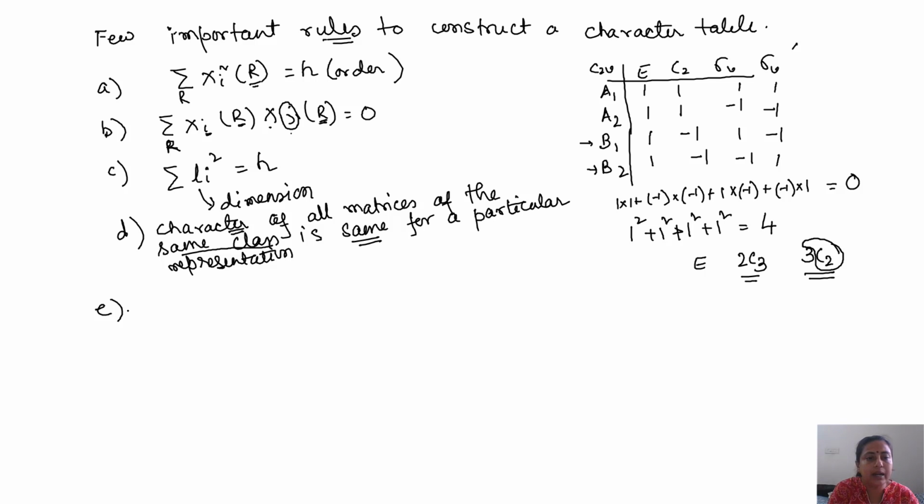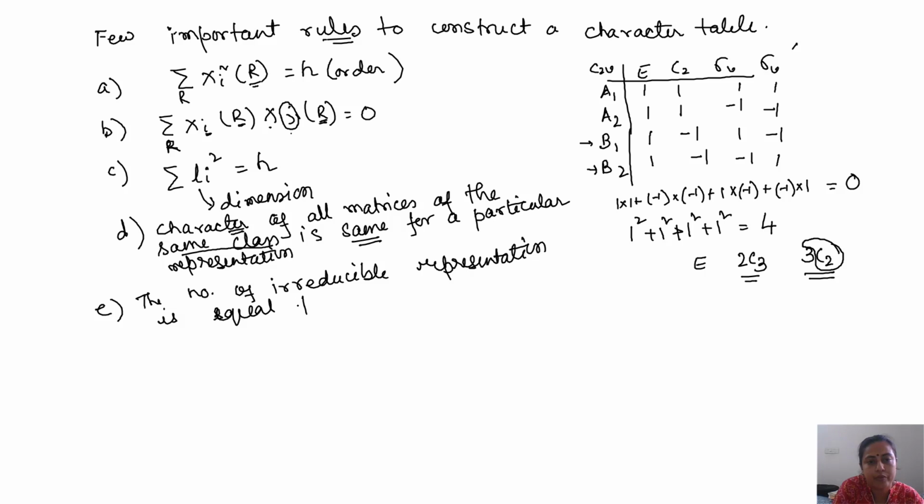The last one is that the number of irreducible representations is equal to the number of classes. Here for a C2v molecule, we know that we have 4 different symmetry operations and they themselves form classes. So we must have 4 different irreducible representations.